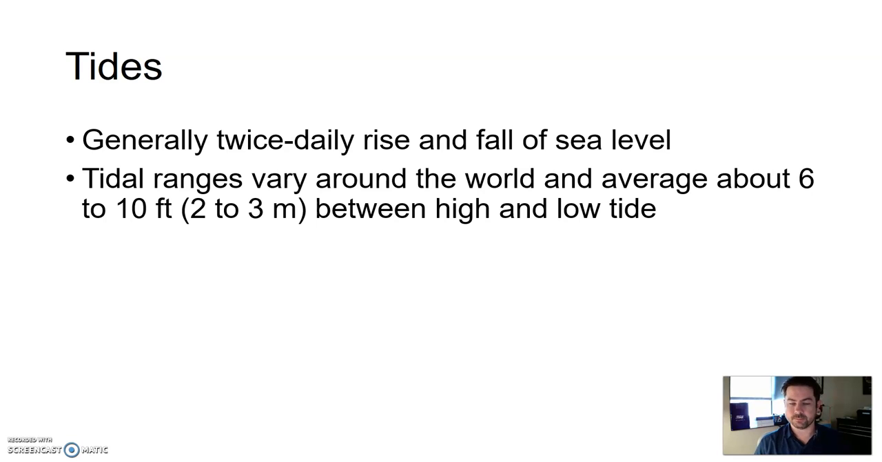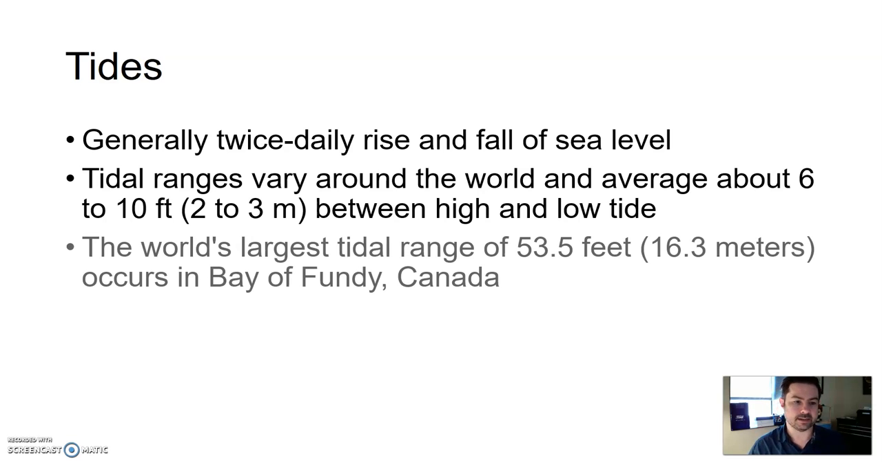Tidal ranges vary around the world. On average, a tide ranges from about 6 to 10 feet between high tide and low tide. Meaning, if you've ever been at the beach, at the ocean, in the morning, the water might be really close to the beach, whereas in the afternoon, it might be kind of further out. Later in the evening, it's kind of back in again. In the middle of the night, it's kind of far out. So it's this kind of rising and lowering of the sea, sometimes twice daily, that are tides.